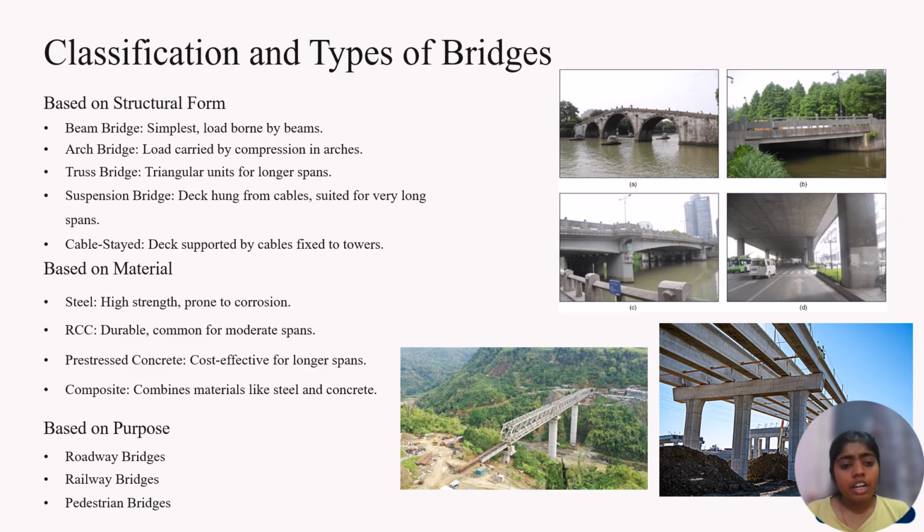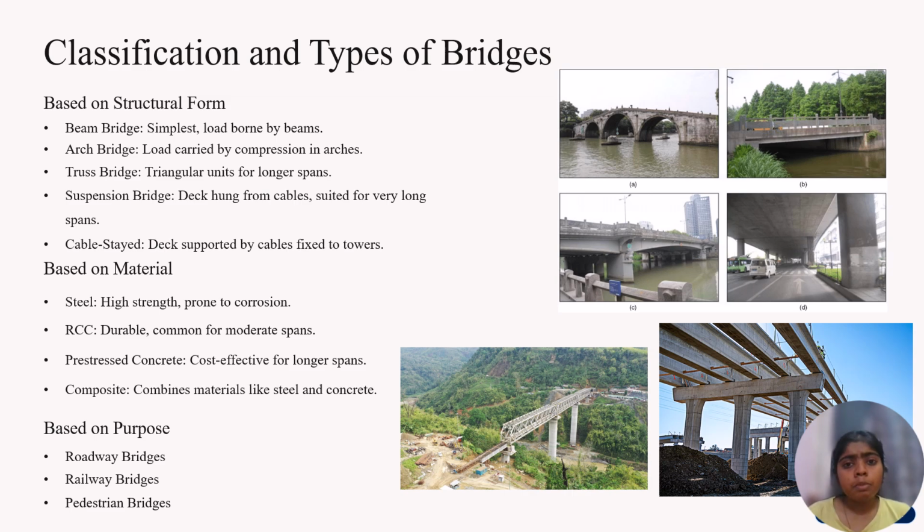Next is the cable-stayed bridge, with the deck supported by cables fixed to towers. Suspension bridges and cable-stayed bridges are most commonly seen in very rich cities, such as the Bandra Worli Sea Link, which is one example. Next, let's move on to classification based on materials. Types of bridges are also made according to materials, so let's see how materials and types are interconnected.